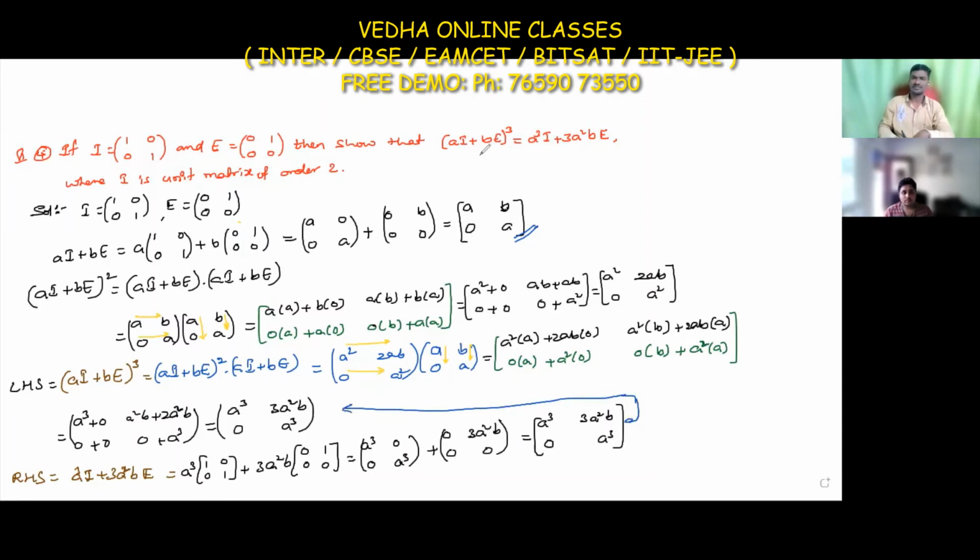So that's why what we can write? Therefore LHS is equal to RHS. Hence, (AI plus B) whole cube is equal to A cube I plus 3A square B into E. So this is the required answer. Understood? Yes, sir. Any doubt? No, sir. Okay, very good. So we'll go to the next question.